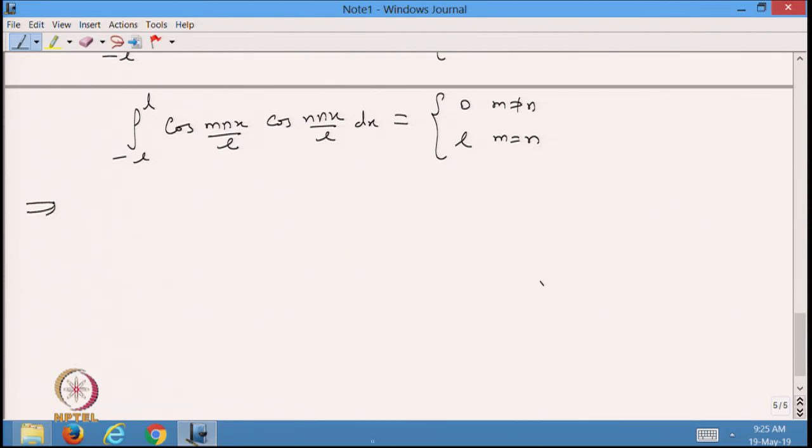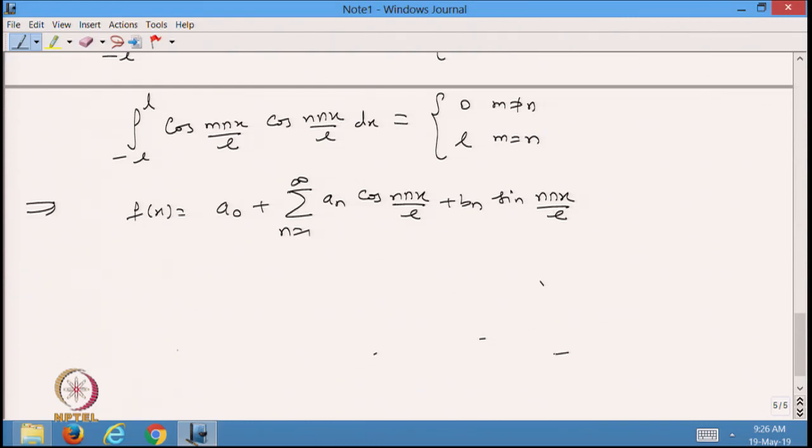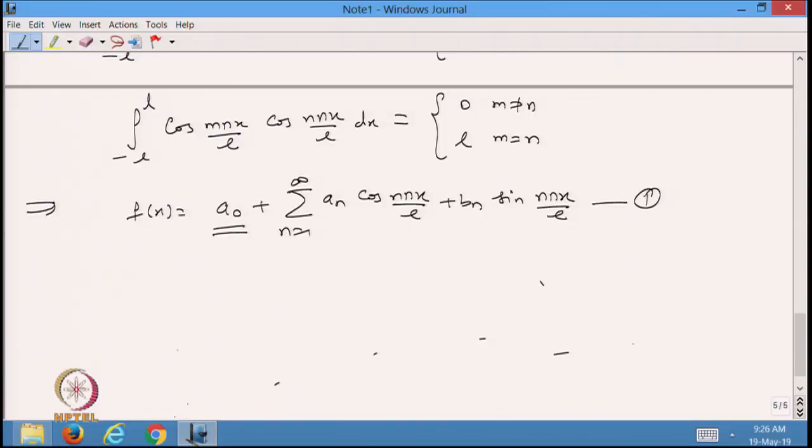So, now I start with this one. I have my function f(x), and I have written that function as a 0 plus the sum from n equals 1 to infinity of a n cos n pi x by L plus b n sin n pi x by L. So, this is my series. Now, first I want to find the value of a naught, how I am able to find it. This is the first equation, which I have already named 1.